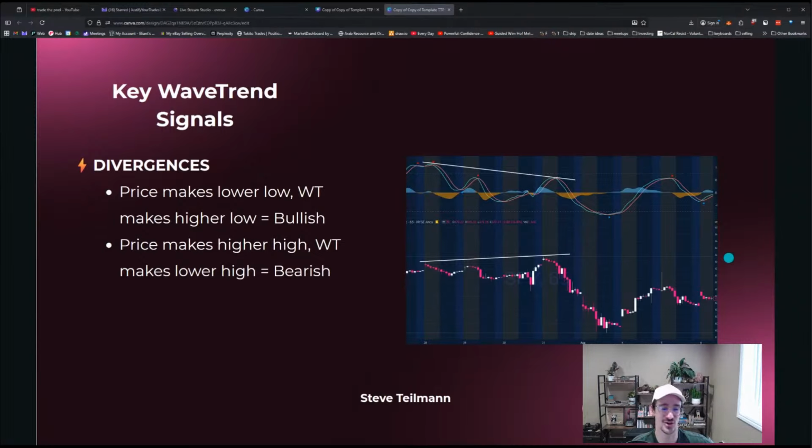I was going back over the past couple of weeks looking for a really, really clean divergence. And when I saw this, I was like, oh man, I wish I traded this. That's beautiful. And this was back in August.